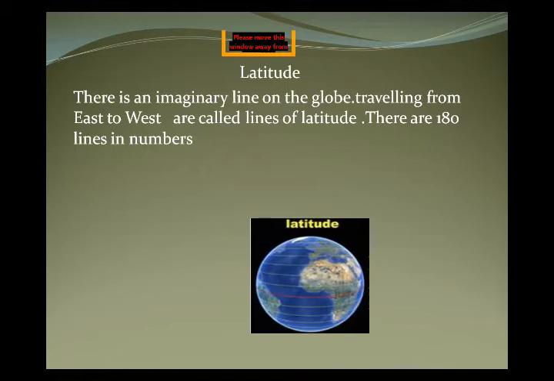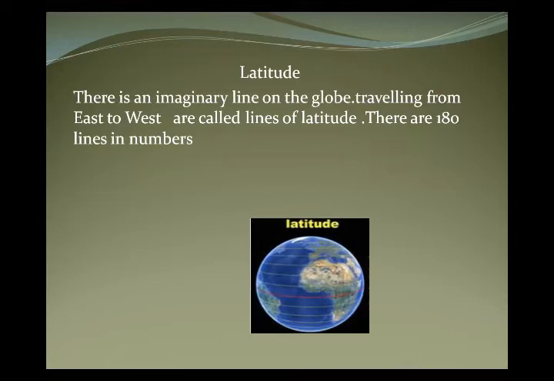There are 180 lines of latitude. The equator serves as the starting point for latitude. Equator is the center point. In the topic of longitude, the center point is the prime meridian, and in the topic of latitude, the center point is the equator. This imaginary line is located halfway between the North and the South Pole. The equator represents 0 degrees.